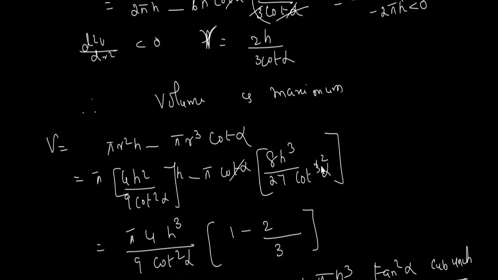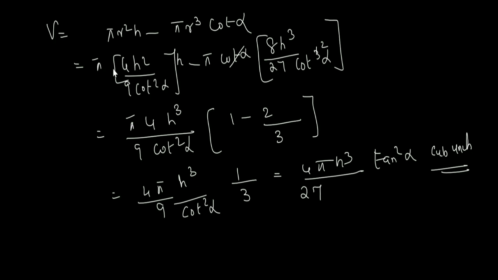You can just cancel one cot alpha here. So what are the common terms? Take them out. The common terms are pi, 4, h cube, and 9 cot square alpha. So we have taken all these out: 4 pi h cube by 9 cot square alpha. So this will become 1 minus, with pi taken out, 8 and 4 taken out, so you have 2, h cube is out, 9 and 3 is also 3. 3 minus 2, that is 1 by 3. So 4 pi h cube, 9 into 3, 27.